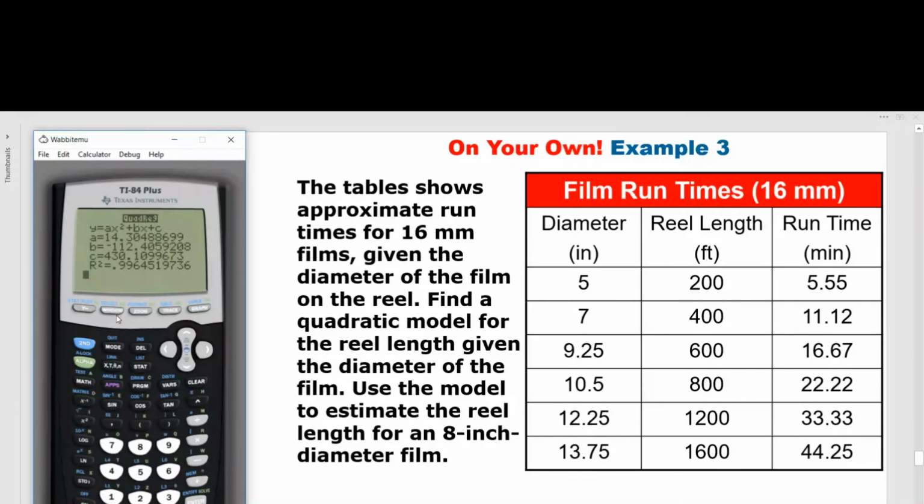Okay, so my question said to write my quadratic model, so I can write that out, and then it says use the model to estimate what it would be for an 8-inch diameter film. All right, well, we can just use our table. Let's go to second table, and here it's going to tell me that 8-inch is going to be 446 is the reel length if I have an 8-inch. So that is our answer.